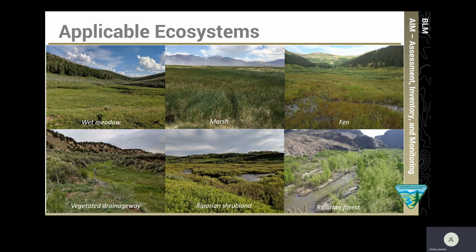This slide illustrates some of the more common types of riparian and wetland areas sampled with the protocol, including wet meadows, marshes, fens, vegetated drainage ways, riparian shrublands, and riparian forests. The two types in the lower right can also be described as floodplains.